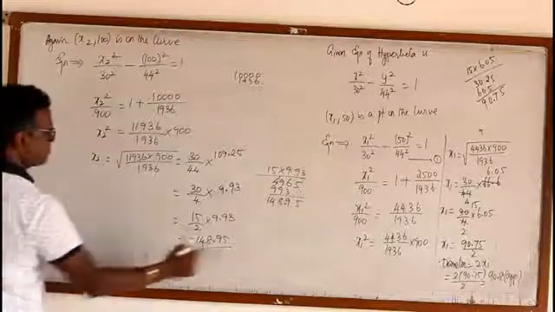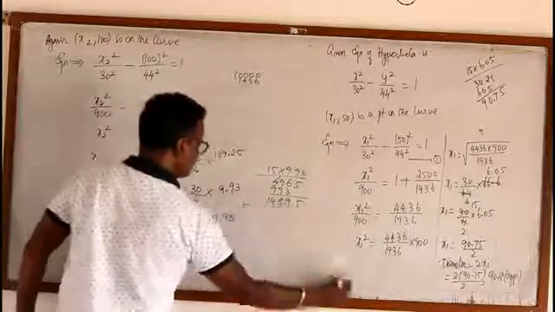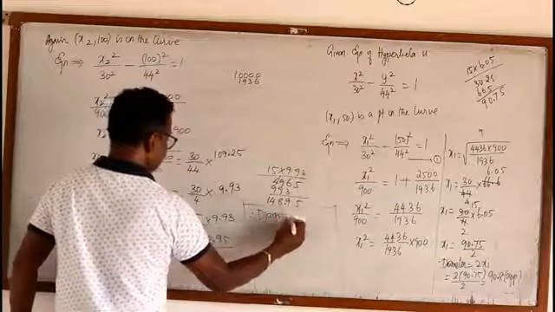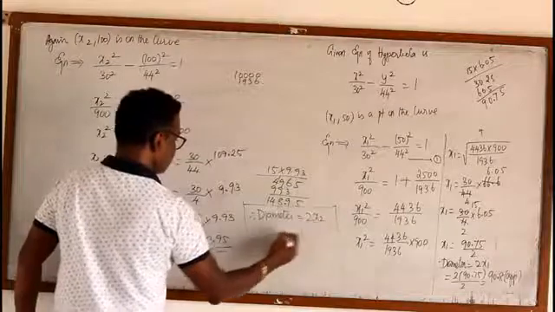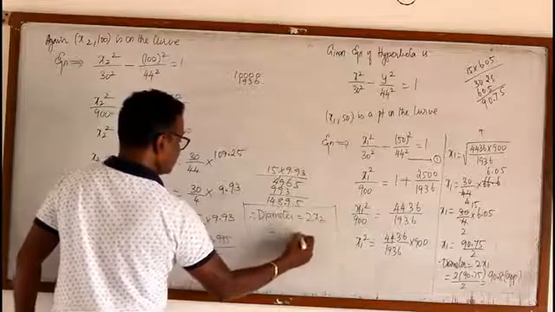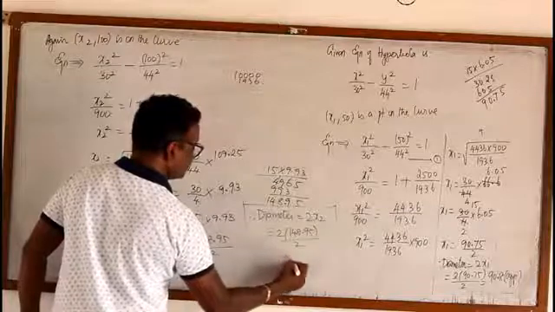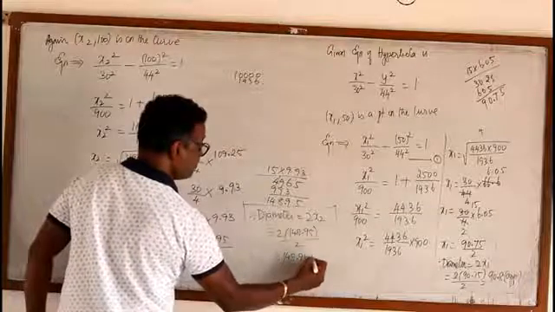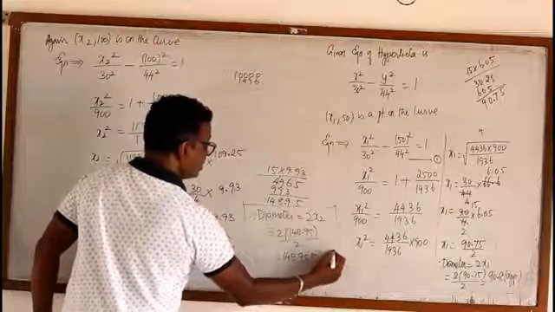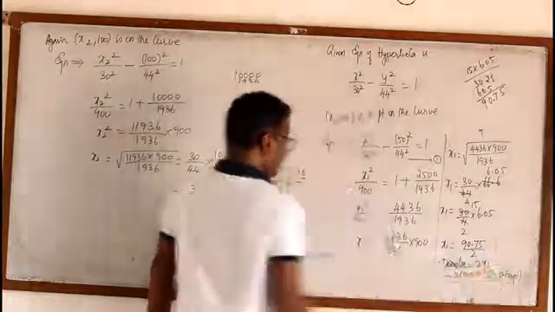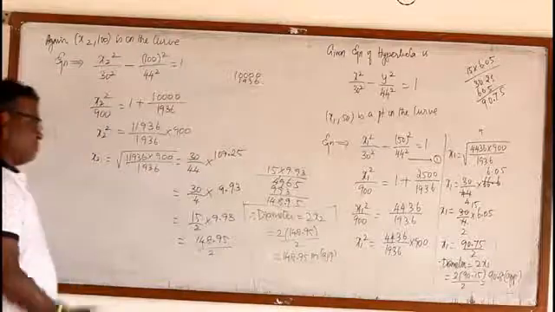Therefore, the diameter of the bottom, that is 2x2, is 2 into 148.95 by 2, so it is 148.95 meter approximately. So we found the top diameter and also the bottom surface diameter.